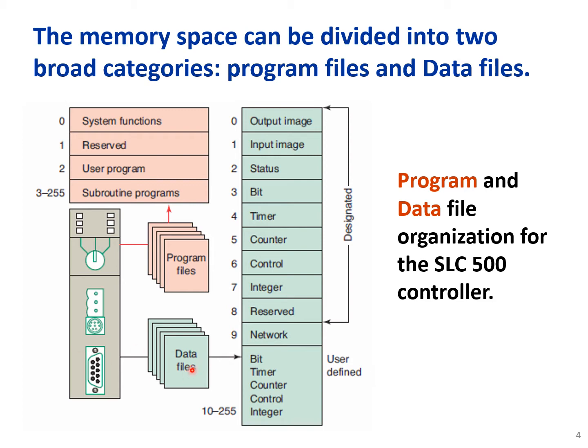So here you could see for the data file we have output and input image, status, bit, timer, counter, control, integer, a reserved network, and so on. Basically this is the designated memory space for our data. And for the program file we have system functions, reserved user program, and subroutine programs.